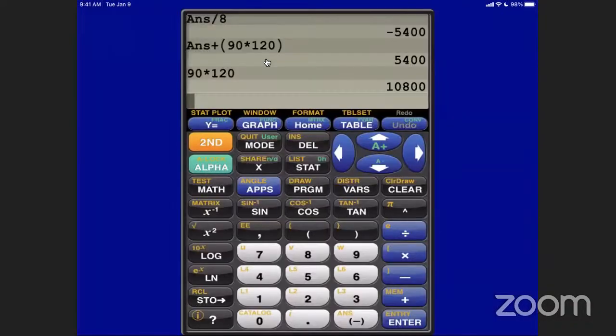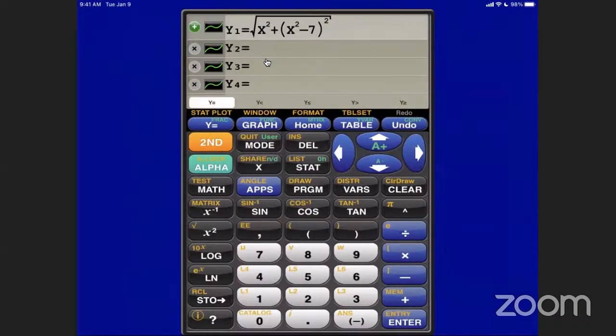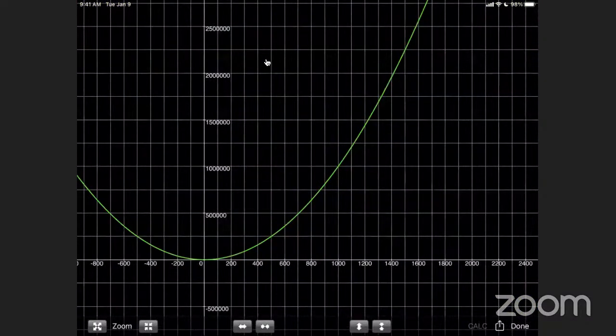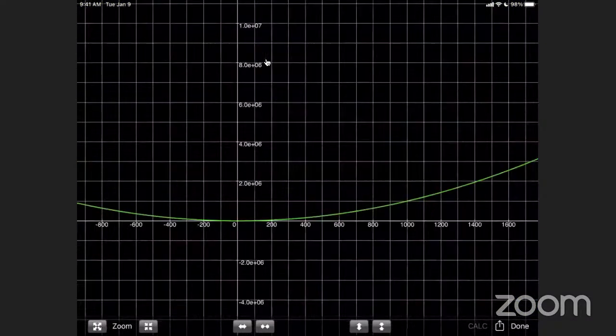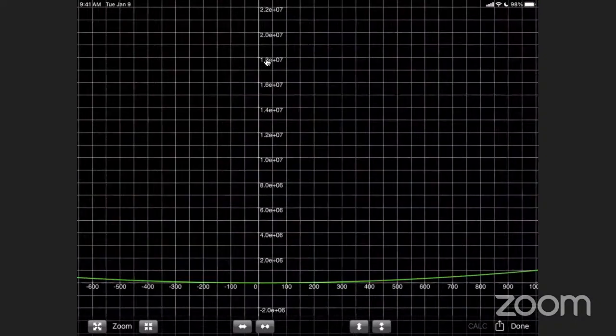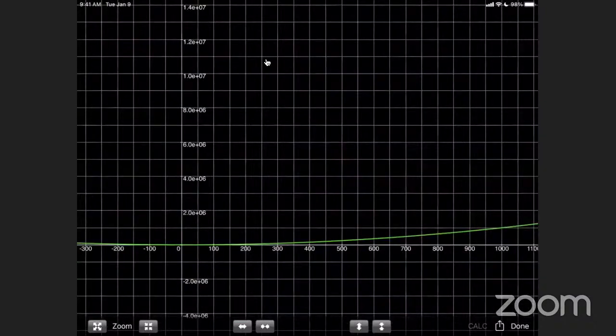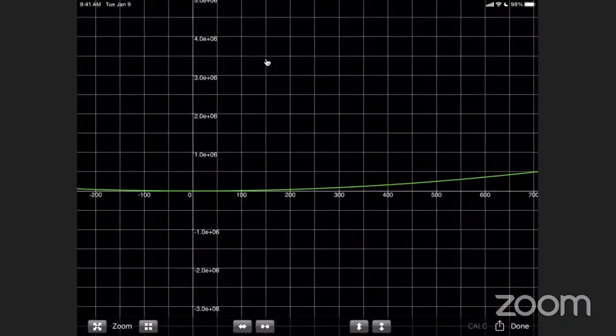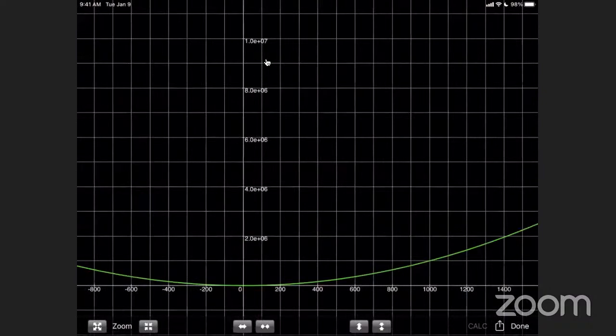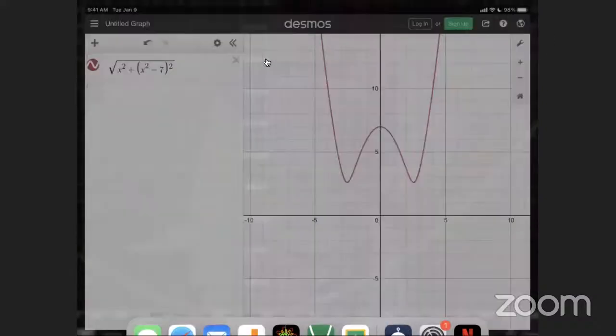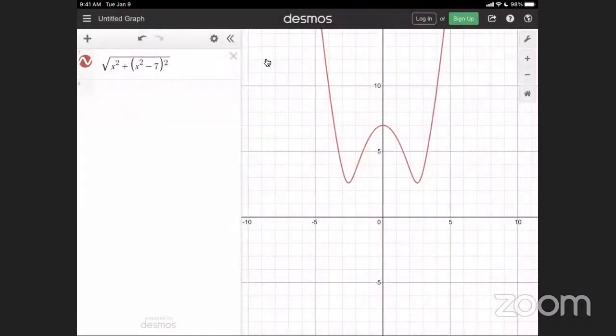Well, it still doesn't look right to me. Yeah, there's something not right about this graphing calculator, unless I'm just too far from it and I can't zoom in enough to see. But it sure looks like that's the wrong graph. Something doesn't look right about that. We'll stick with Desmos. Desmos seems to be more realistic.